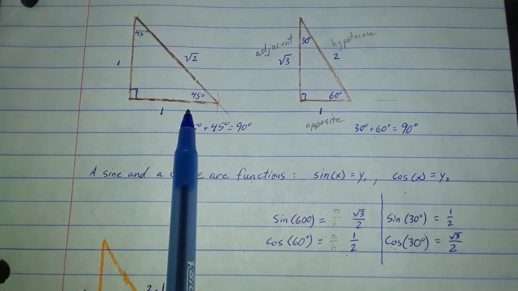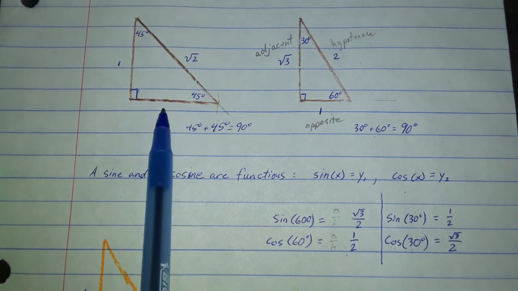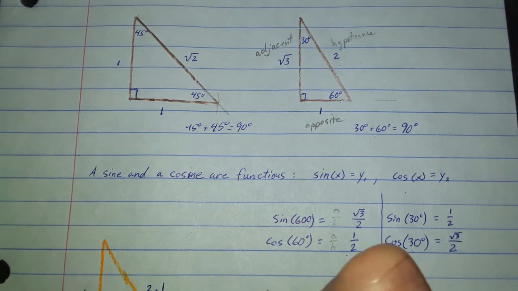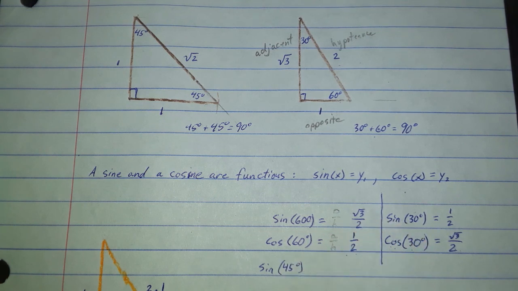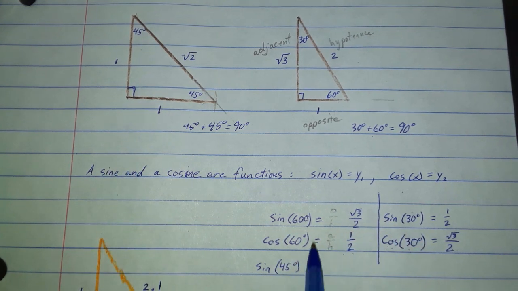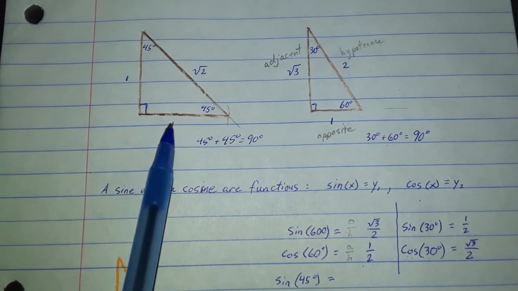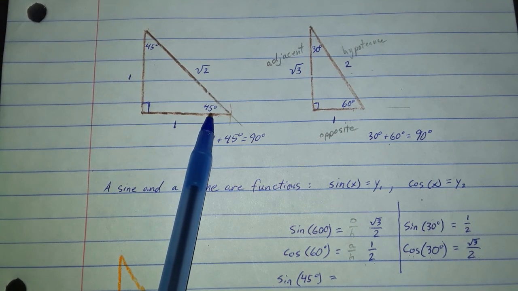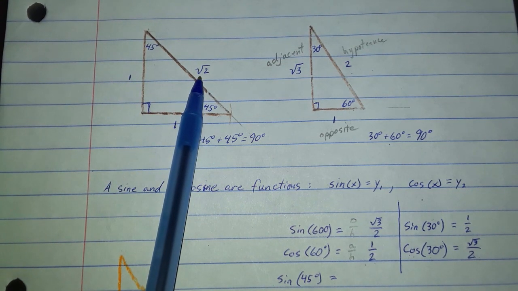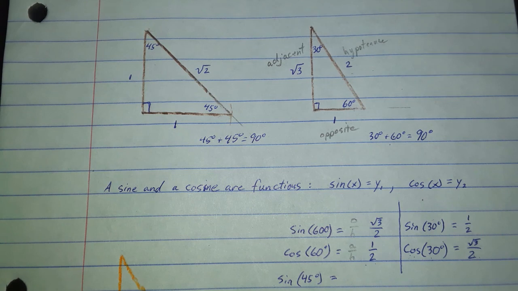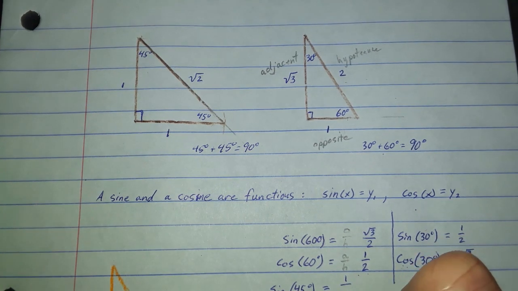So let's look at the one that I said wasn't quite as interesting. We have 45 degrees here. So if I put in the sine of 45 degrees, looking at this triangle, we still have these same ratios of opposite over hypotenuse. So let's just choose this bottom right hand as our reference point. The opposite of this is going to be 1. And then the hypotenuse is the square root of 2.